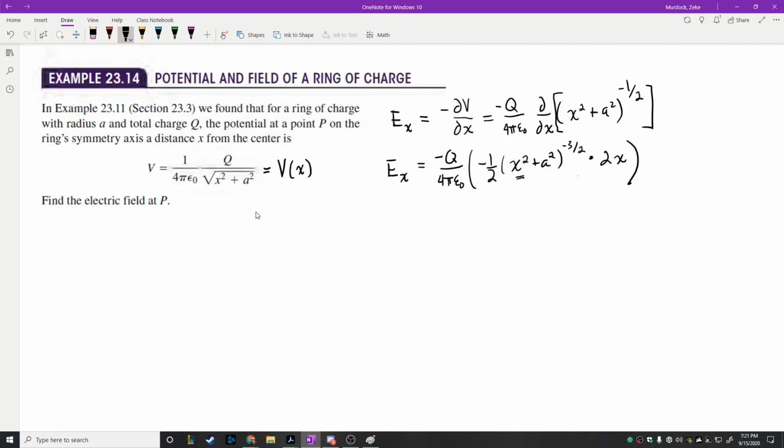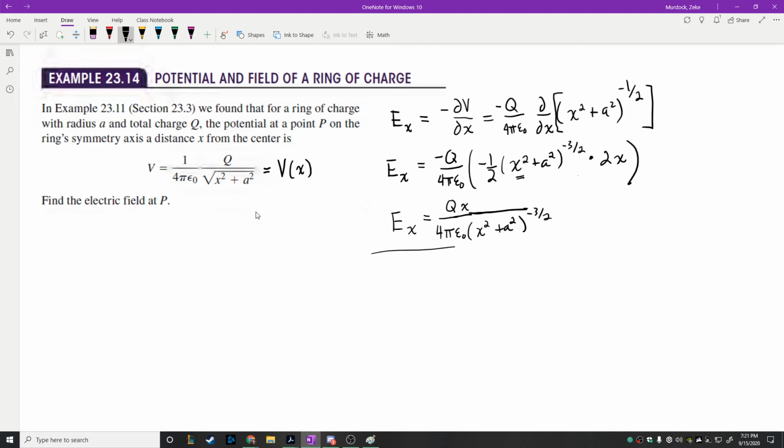There we go. Some things cancel out, and we end up getting E sub x is equal to, negative negative cancels, the 2's cancel. You're just left with 1 over 4 pi epsilon naught. Sorry, it's q over 4 pi epsilon naught. There's an x, and then in the denominator, there is x squared plus a squared to the negative 3/2.